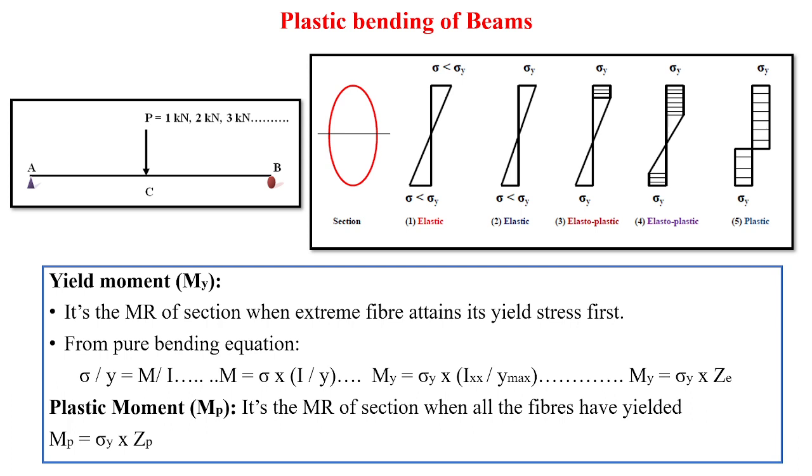A stage is ultimately attained when the yield spreads right up to the plastic neutral axis and the section becomes fully plastic as shown in figure 5, the last figure, where I have written plastic. That means every fiber above the neutral axis as well as below the neutral axis has attained the yield stress, and such a stage is called the plastic stage, where the moment is the plastic moment. So here I have written, plastic moment Mp is the moment of resistance of that beam section when all the fibers have yielded, and obviously this Mp is given as sigma y into Zp, where sigma y is as usual the yield stress, whereas Zp is the plastic section modulus.